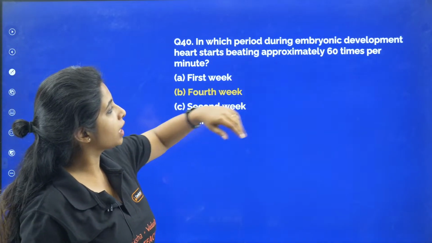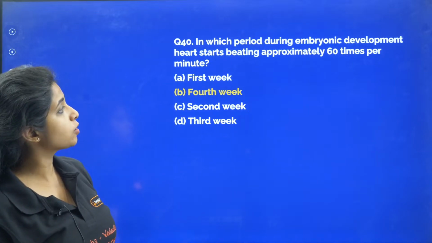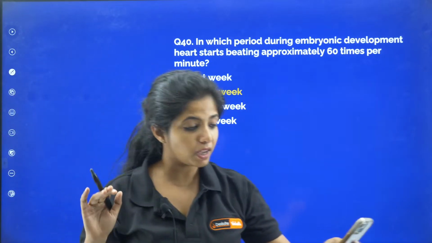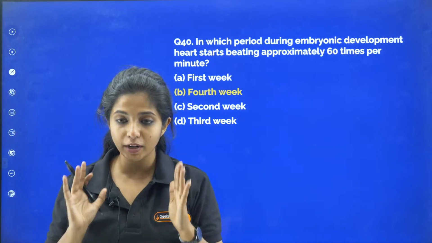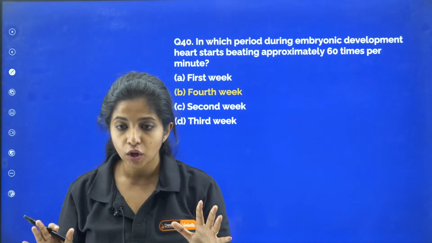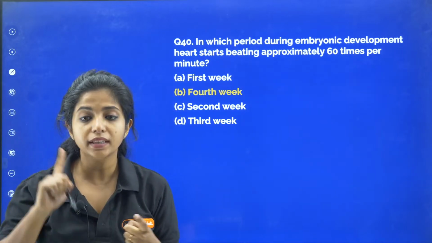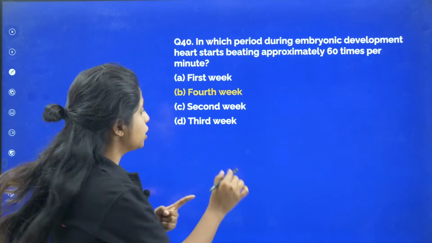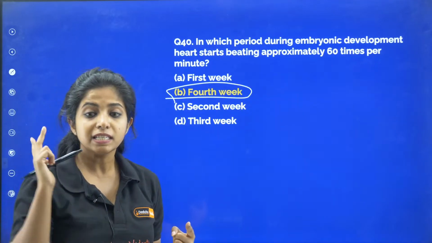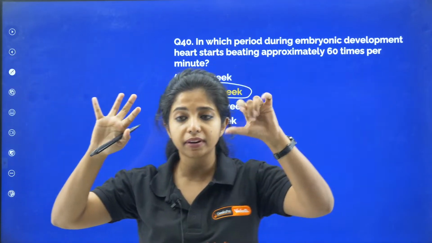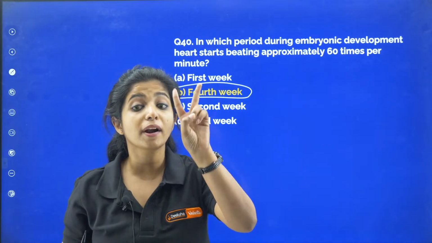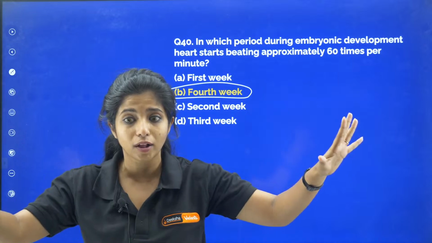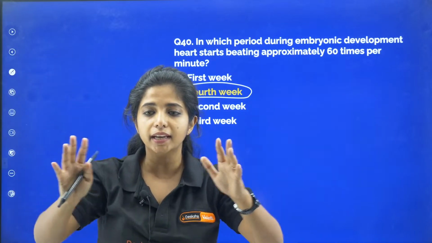Now, in which period during embryonic development does the heart start beating approximately 60 times per minute? My dear children, listen to me carefully. There are a few months mentioned in your NCERT, you have to remember that exactly. First month, heartbeat. The first month is made up of 4 weeks, so after 4 weeks, you will get a heartbeat. Second month, you will have limbs and digits and also external genitalia, also the organ system and things like that. After the second month, you will see all these things: limbs, digits, external genitalia, and the organ system.